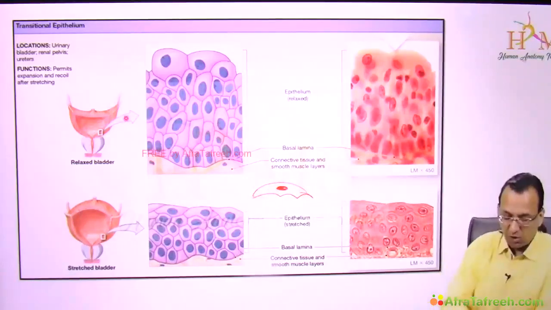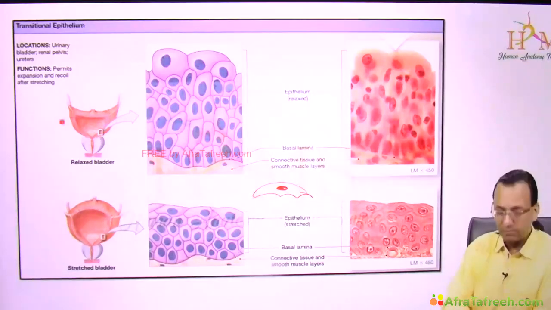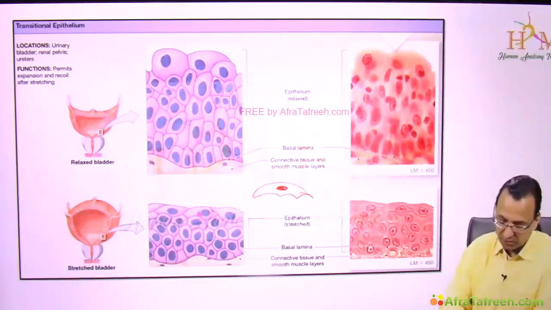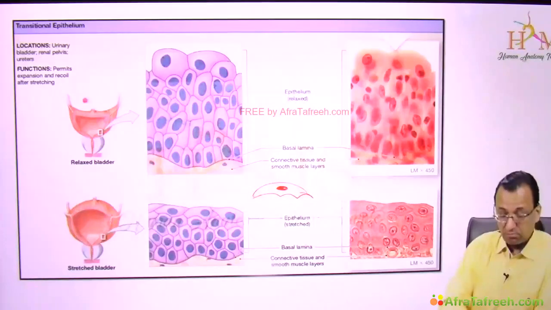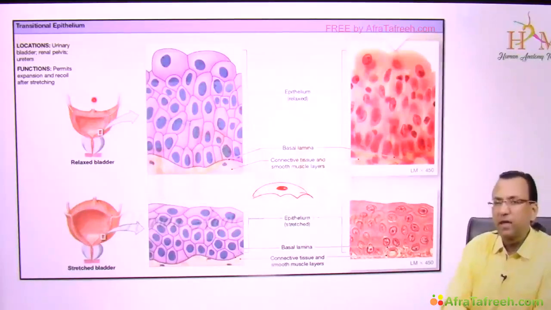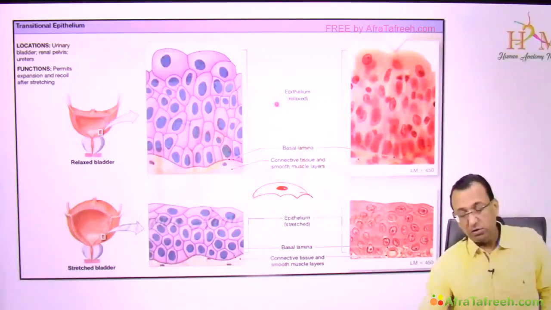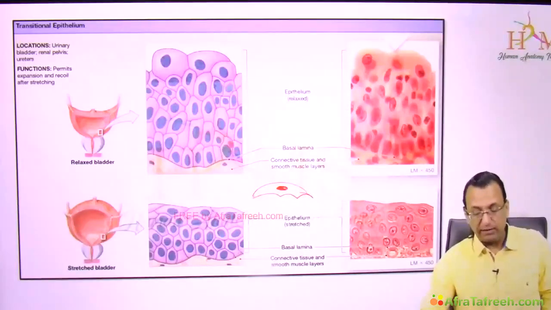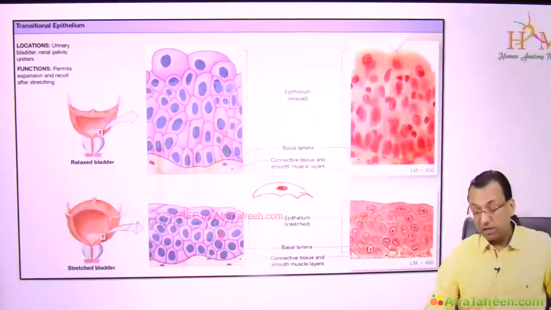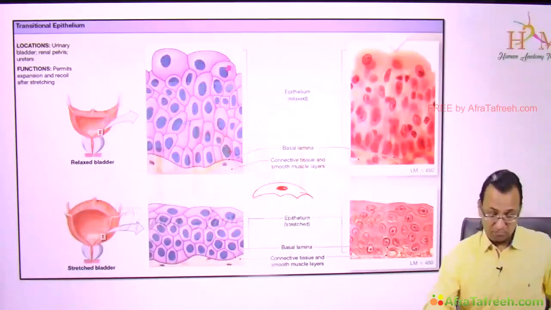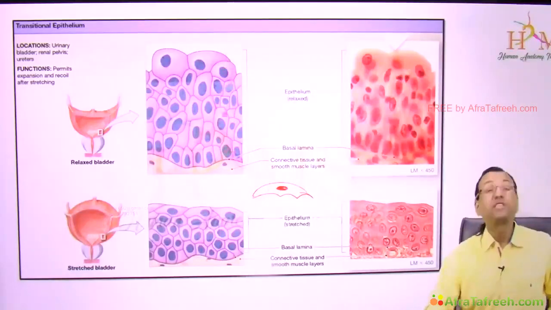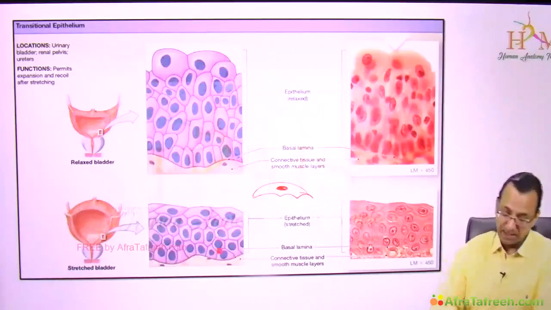If you are storing the urine, then the epithelium will be stretched. And if there is no urine in the urinary bladder, then you will see they are relaxed. So, sometimes it will appear as too many layers, 5-6 cell layers, and sometimes it will appear as only 2-3 layers. When it is stretched, it is 2-3 layers. When it is relaxed, then it could be 5-7 layers. So, it is stretchable epithelium, transitional epithelium.